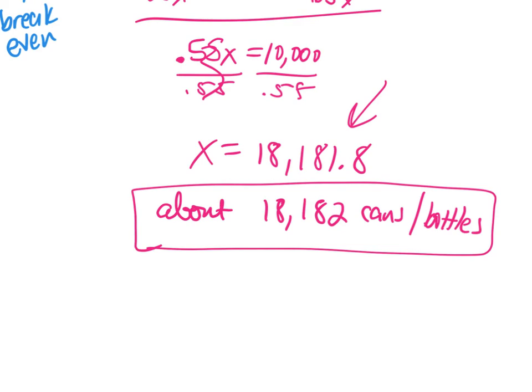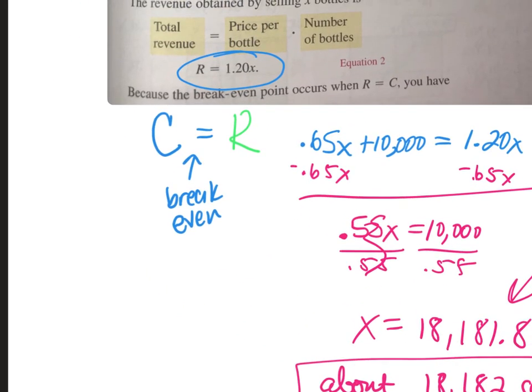But remember, the break-even point means when does the cost of whatever you're producing equal your profit? And then once you hit that break-even point, everything after that is what? Money in your pocket, profit.